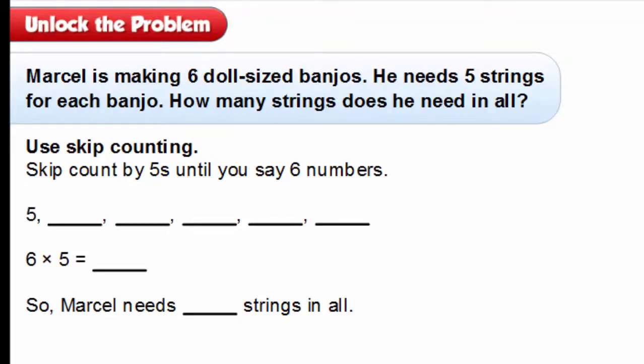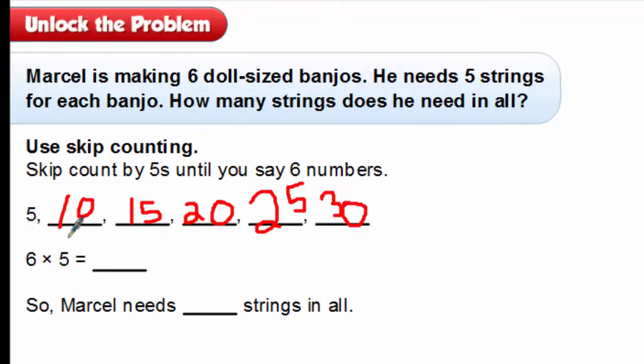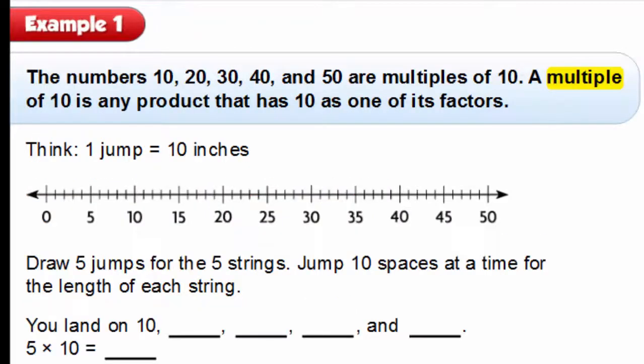So here we go. 5, 10, 15, 20, 25, and the last one is 30. Good job. So 6 times 5 equals 30. Marcel needs 30 strings in all. Awesome job, guys.